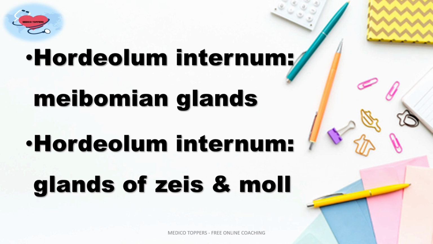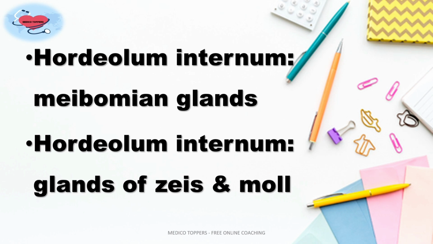Here the glands of Zeiss are sebaceous glands and glands of Moll are modified sweat glands. They can ask this question. Meibomian glands are modified sebaceous glands and glands of Zeiss are sebaceous glands. Glands of Moll are modified sweat glands.